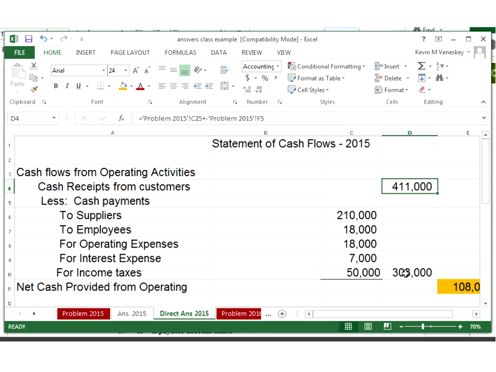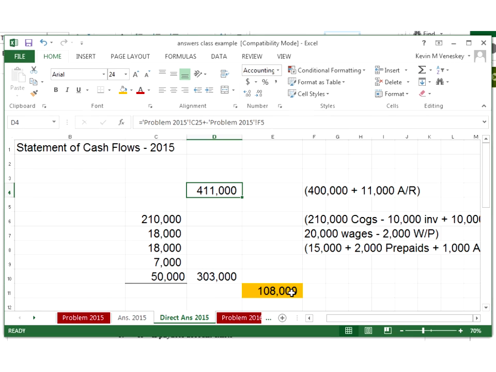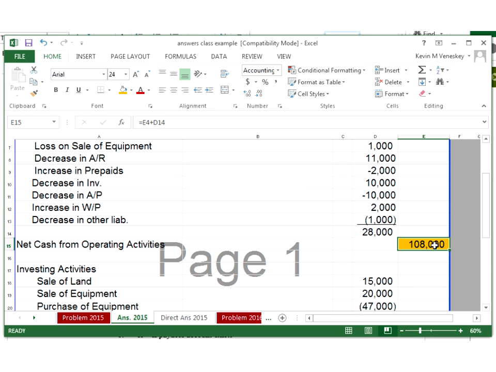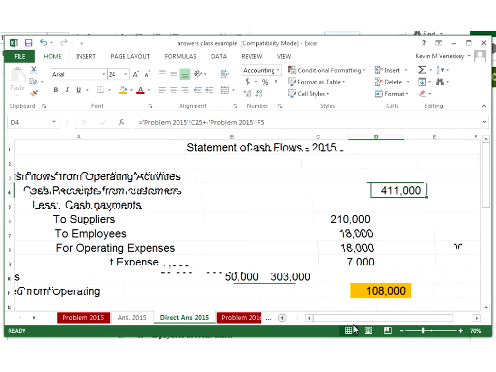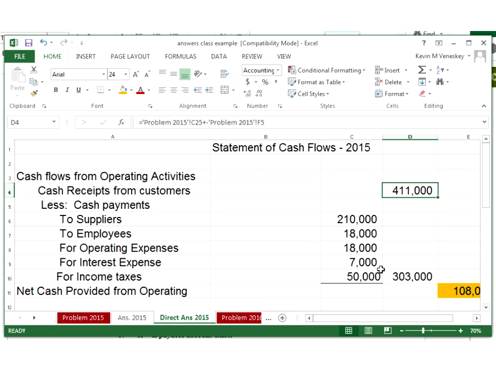And now all we're going to do is do the difference here. Cash receipts minus cash payments is $108,000. Compare that $108,000 to the indirect method, and it's also $108,000. So your answer should be the same when you're all done. That's how you'll know if you did it right.